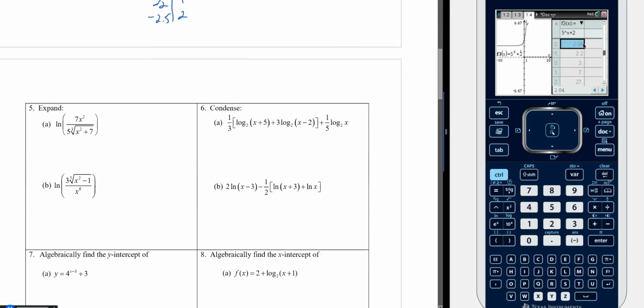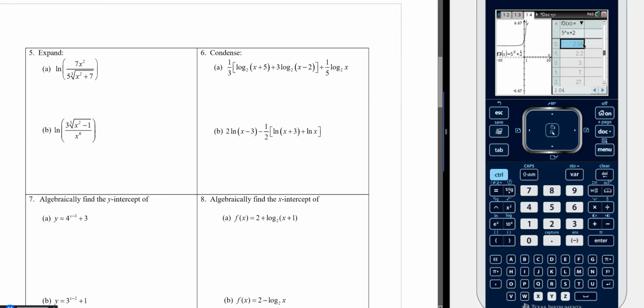Alright. 5, 6 are expanding and condensing. Remember our rules. Addition turns into multiplication and vice versa, and division turns into subtraction and vice versa, and exponents can become coefficients. So what I'm going to do first, if I'm going to expand this log, I've got multiplication on the top, division, and more multiplication on the bottom. So first thing I can do is break this up into the natural log of 7x squared minus the natural log of 5 times the cube root of x squared plus 7.